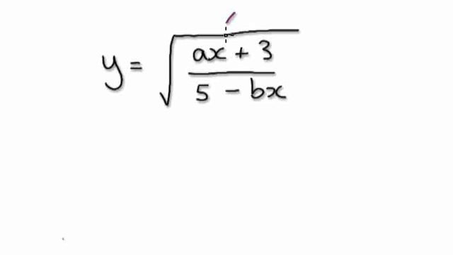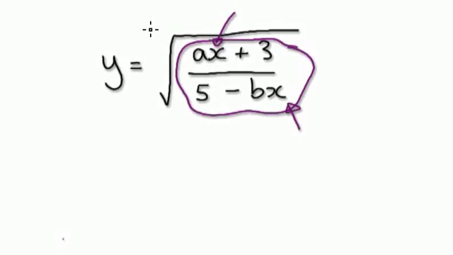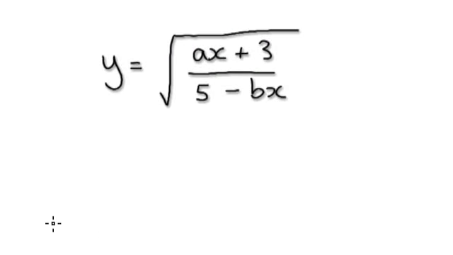So given this, make x the subject. So looking at this, you can see x appears in two places. So the chances are you will have to factorize. But visualize this as this, and then get rid of the square root. So press pause and have a go. Okay, here square both sides.